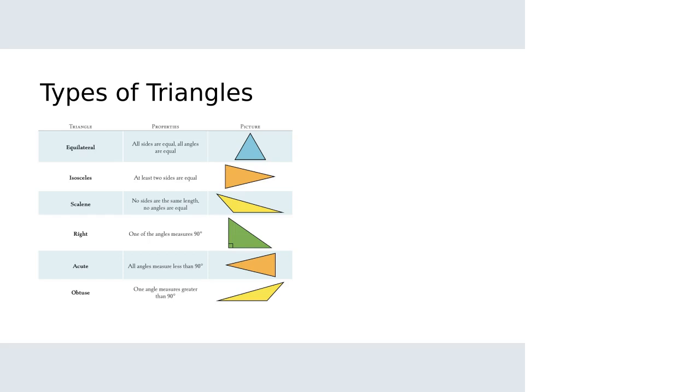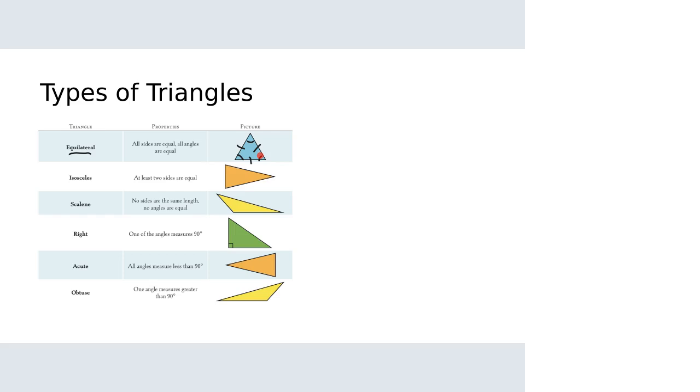The first triangle we're looking at here is called an equilateral triangle. And in an equilateral triangle, all the sides are equal and all the angles are equal. So all three sides are the same length and all three angles have the same measure.